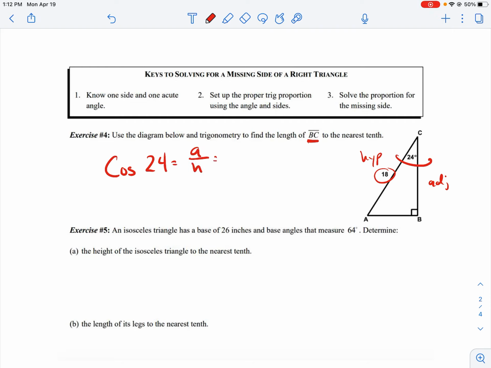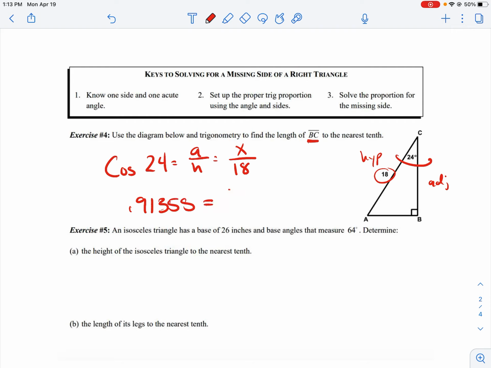Okay, well that's got to be cosine, right? We don't know what the adjacent is, so I'm just going to put an x there over the hypotenuse, which is 18. What we need to find is that the cosine of 24 is 0.91355.